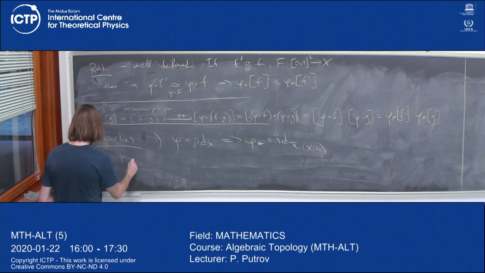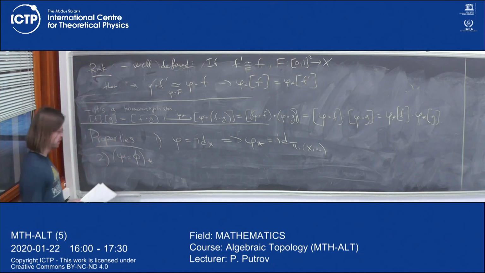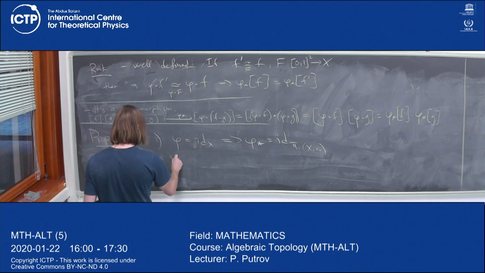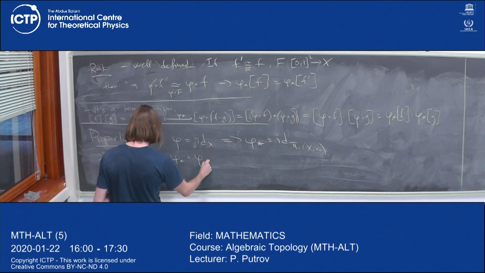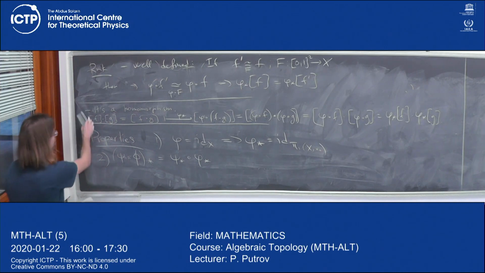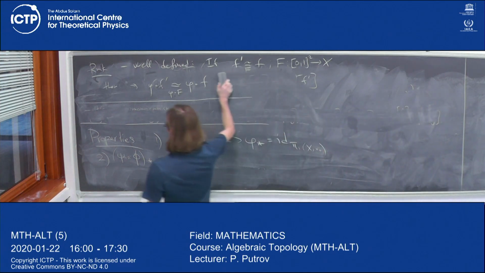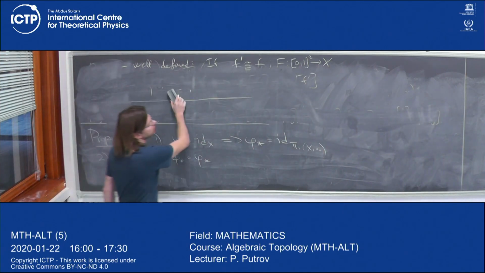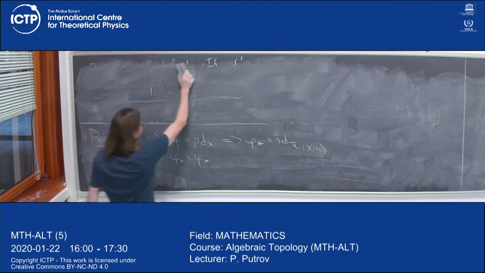And the second property which we want to show is that if I take a composition of some maps, and take the push forward, this is the same as taking the composition of the corresponding push forwards. So this requires a bit of elaboration, but it also more or less follows directly from the definition.